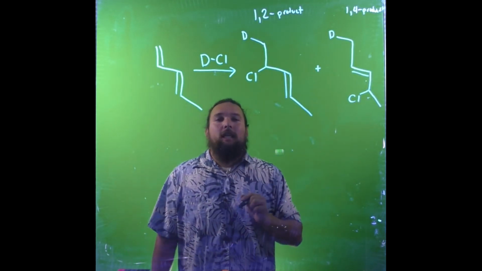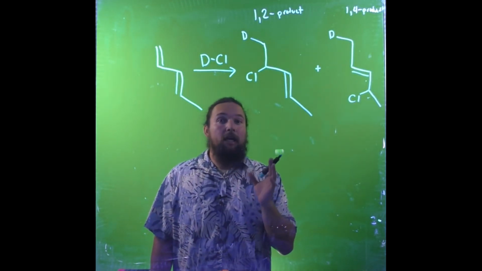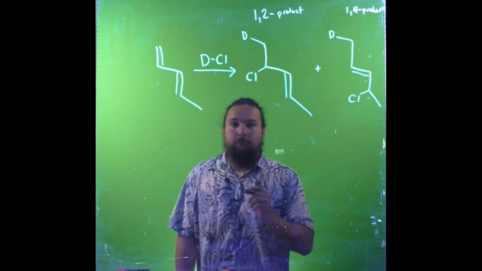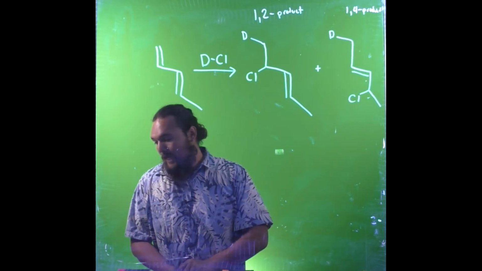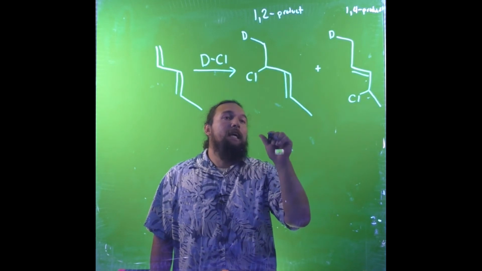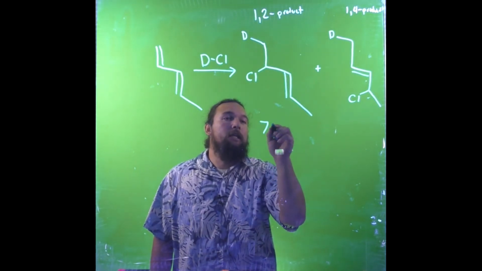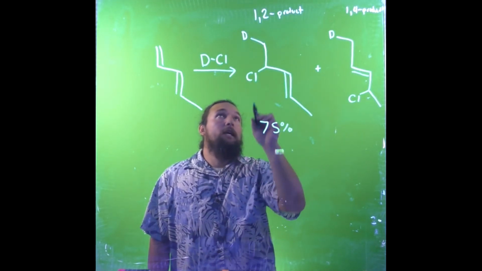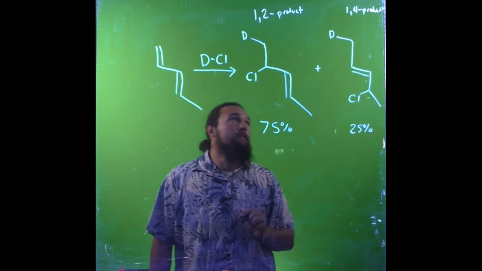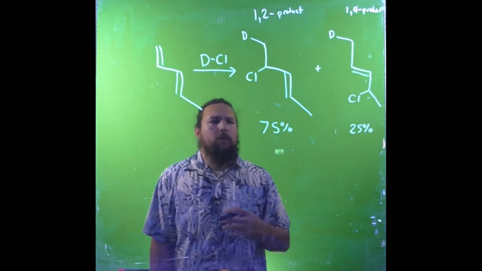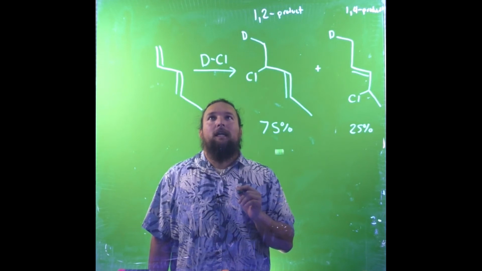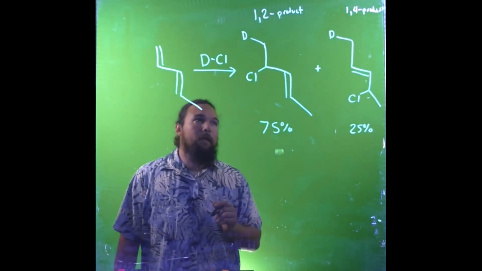I'm going to give you a second to think about this. They observed both products. Which one do you think was the major product? Go ahead and think about this. As it turned out, they ended up getting a 75% ratio of the 1,2 product and a 25% ratio of the 1,4 product. You might wonder how this is any different from the other experiment. Let's look at the transition state to explain that.